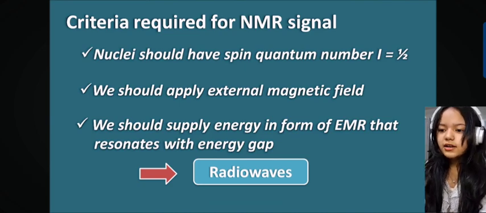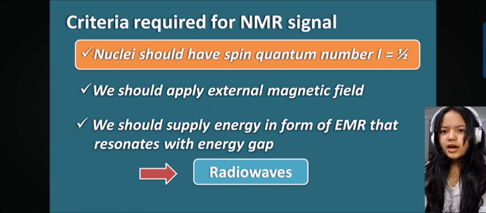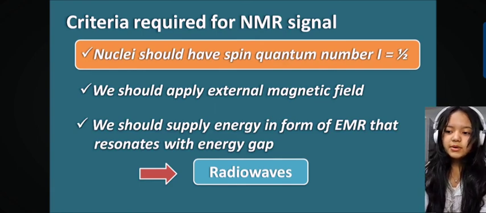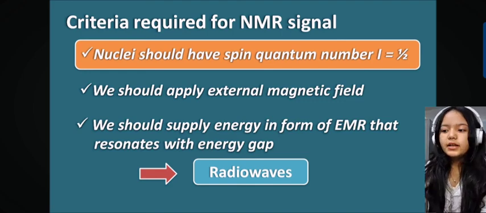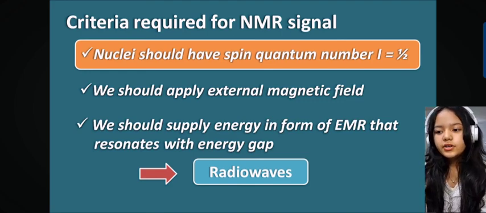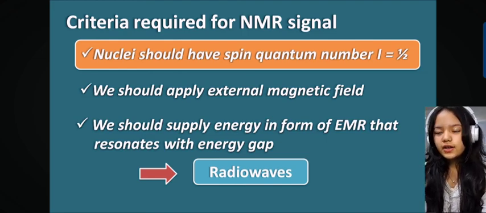But here we can have a doubt: why should the spin quantum number I of the nuclei be equal to half in order to show that NMR signal? Now let us see the reason behind this. Let us first see which nuclei have I equal to half and can give an NMR signal. A nucleus consists of protons and neutrons.